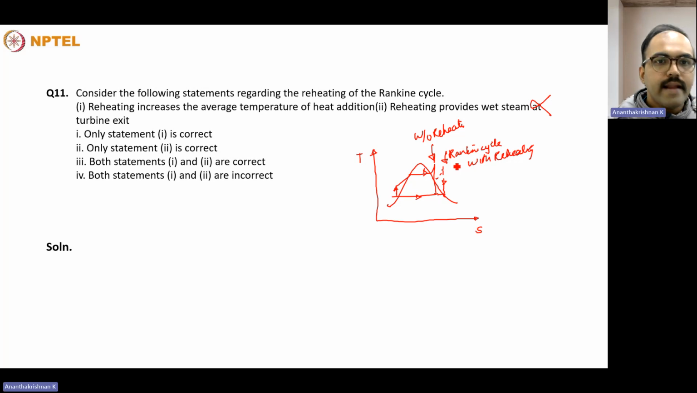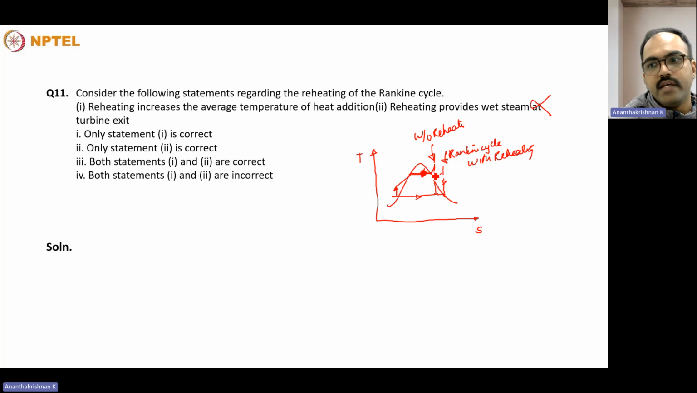This is slightly controversial, because you know that superheating increases the average temperature of heat addition. Consider a case where there was no superheating. In that case, the heat addition will be happening at this particular temperature. There is no subcooling, take only this part. And if there is a superheat, the average temperature of heat addition increases, irreversibility decreases, and the chance of efficiency increasing is much higher in the superheating case.